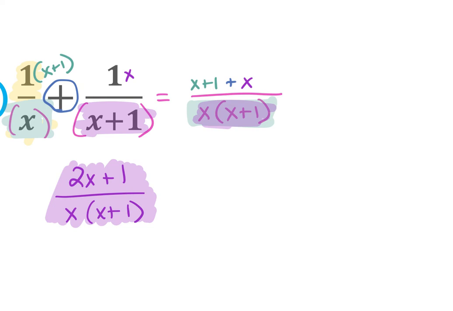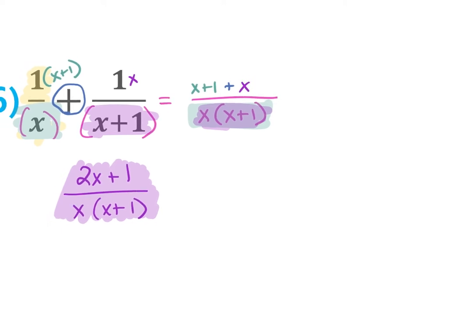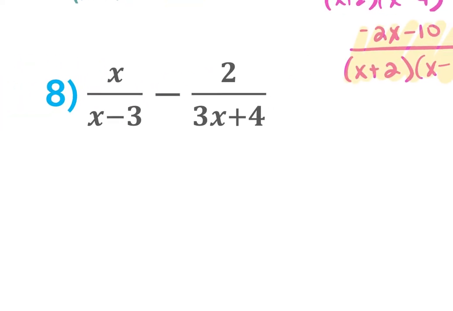Rodrigo. So we can't cross simplify because it's addition? Correct. Okay. Go to 8.